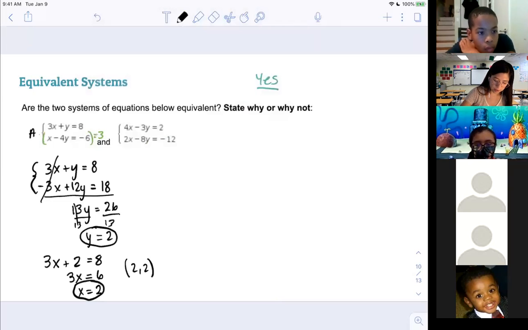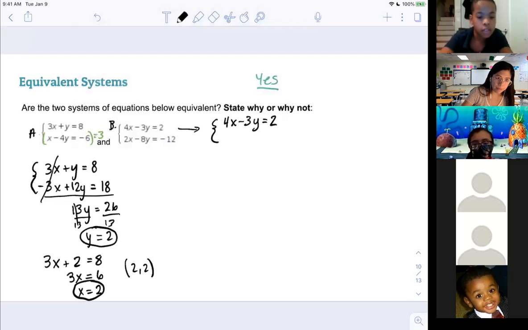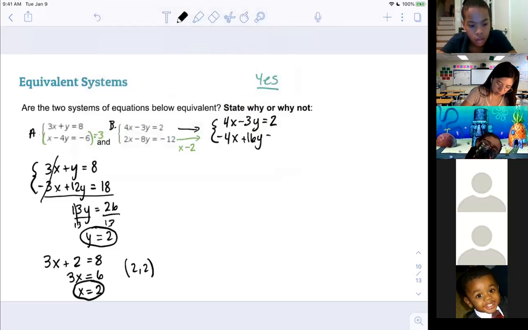Now I'm going to solve system B. For system B, I'm going to keep the top one the same. And what should I multiply the bottom one by? Perla already said it, by negative 2. Good. Okay. All right, so that gives me negative 4x plus 16y equals positive 24.